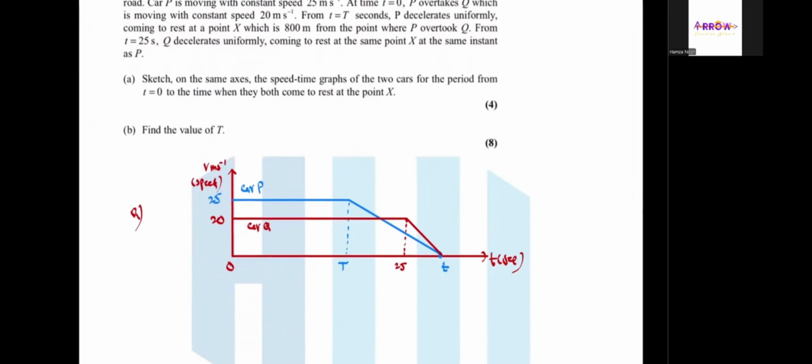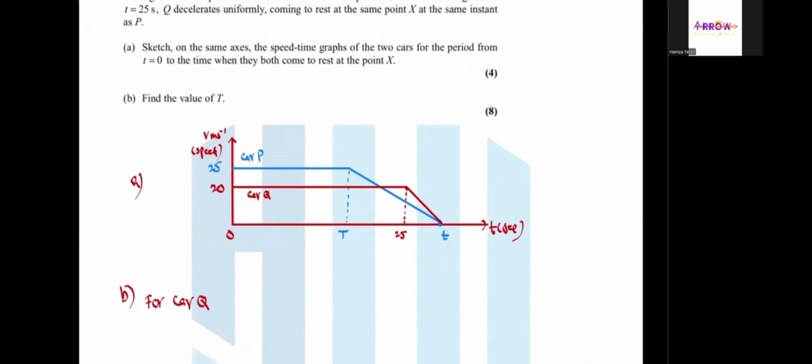All right. So now let's move on to part B. We need to find the value of capital T. And area of both of these trapeziums will be equal. So first of all, let's find this value of small t, and by this we would be able to find the value of capital T. So first of all, if I consider the journey of car Q, the area of the trapezium is obviously equal to 800, because the distance covered by both cars is the same.